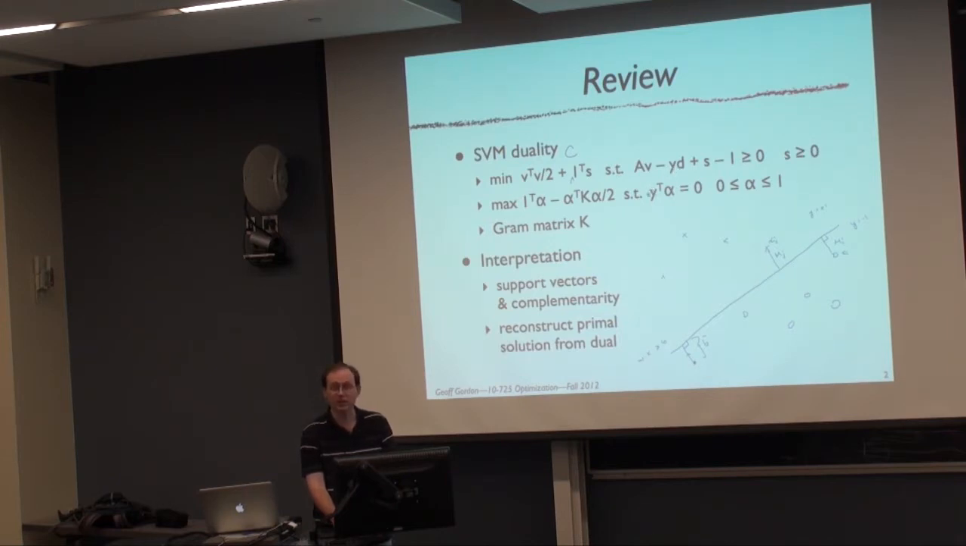All right? So you should all be familiar with pictures like this. Probably tired of them, especially if people draw nice margins there. Make the margins actually go through the support vectors.